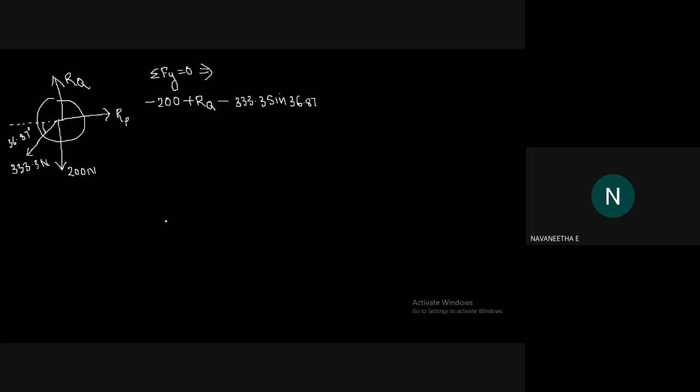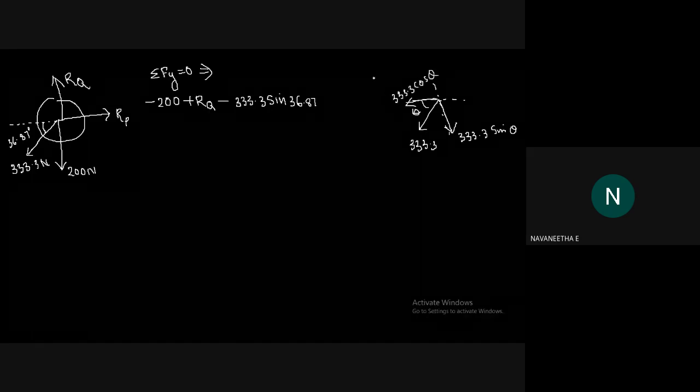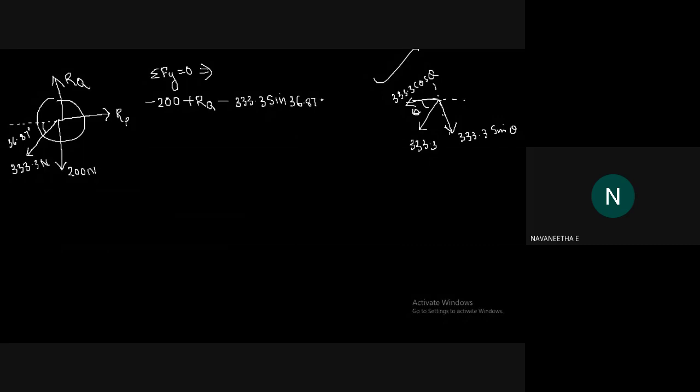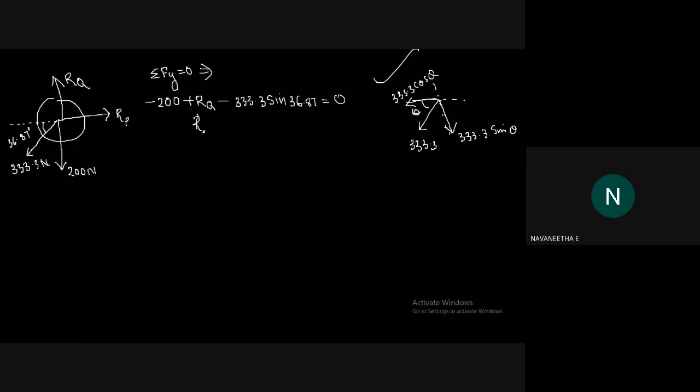If you have any doubt, you can draw separately. So this is x-axis, this is y-axis. This is 333.3 Newton. The components are y component and x component. So this is the 333.3 sine theta. Here this is theta and this is 333.3 cos theta. Okay. So this is equal to 0. You'll need to find out RQ from this equation. Okay. What is the value of RQ? Tell me what is the value of RQ?